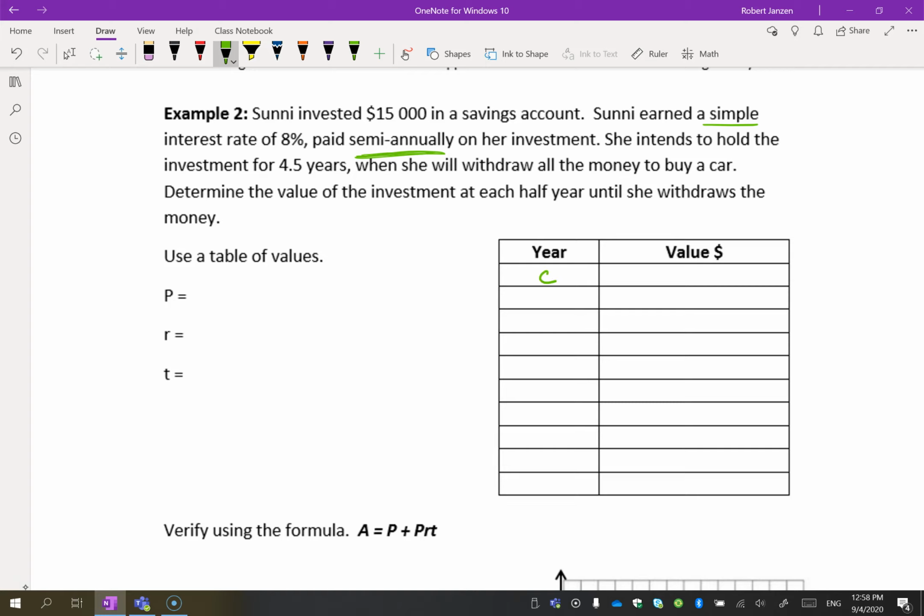Okay, so at year 0, she's got $15,000. What we're supposed to do now is, after half a year, how much is she going to have? Let's see how much interest we would be earning in these periods. So the principal amount is $15,000, the rate is 8%, and the time is half a year. We're supposed to do this every half year. So I equals 15,000 times 0.08 times half. All right, let's calculate that.